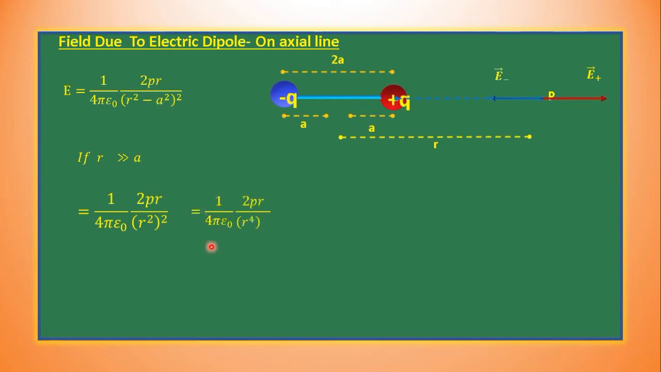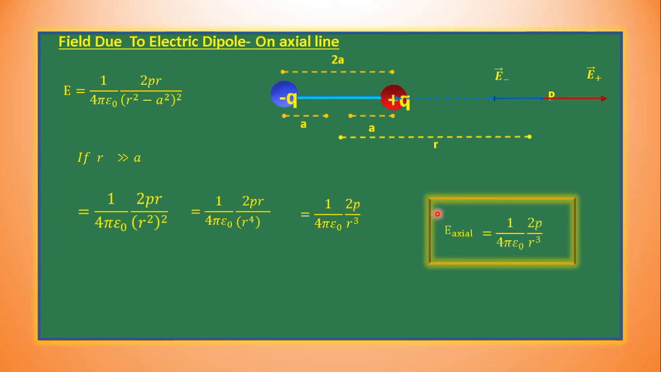It's nothing but 1 by 4 pi epsilon 0, 2 pr by r raised to 4, and one r of this power 4 cancels, and I will get 1 by 4 pi epsilon 0, 2 p by r cube. So for an ideal dipole, the electric field on the axial line, E axial, is equal to 1 by 4 pi epsilon 0, 2 p by r cube. So this is the electric field due to an electric dipole on its axial line.